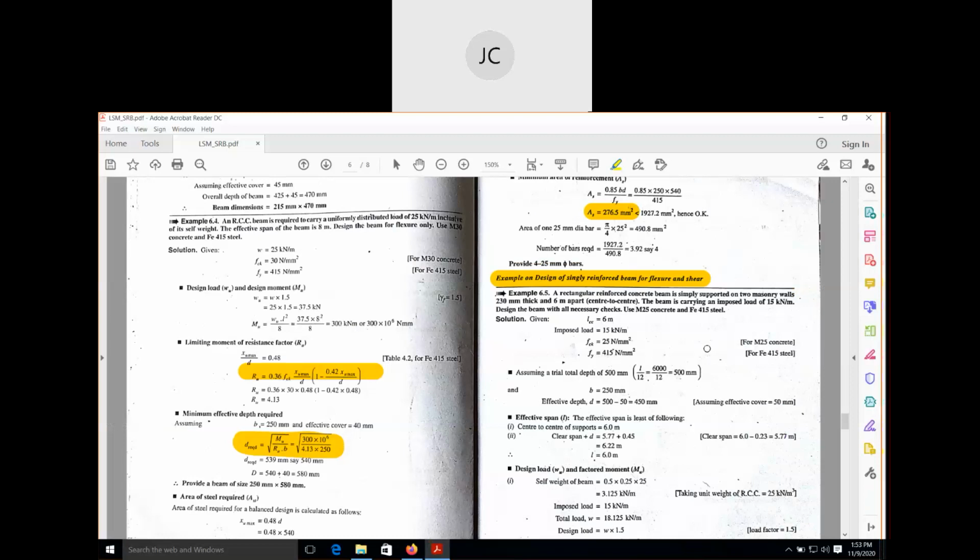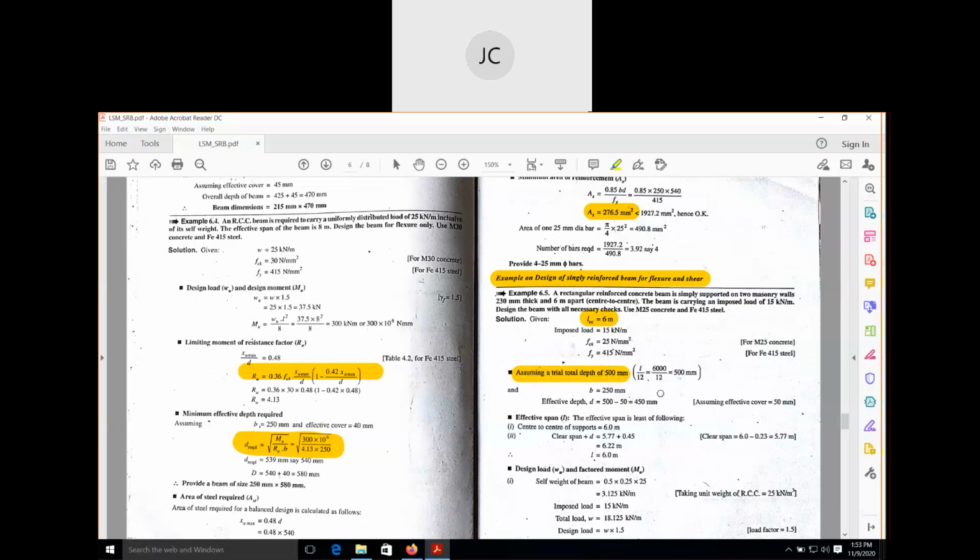Okay, so let us see the problem. Given L_cc, that means L for length, cc means center to center. It is given as 6 meter. Then the imposed load, fck and fy values are given. To start with, we will assume a total depth of 500 millimeter.